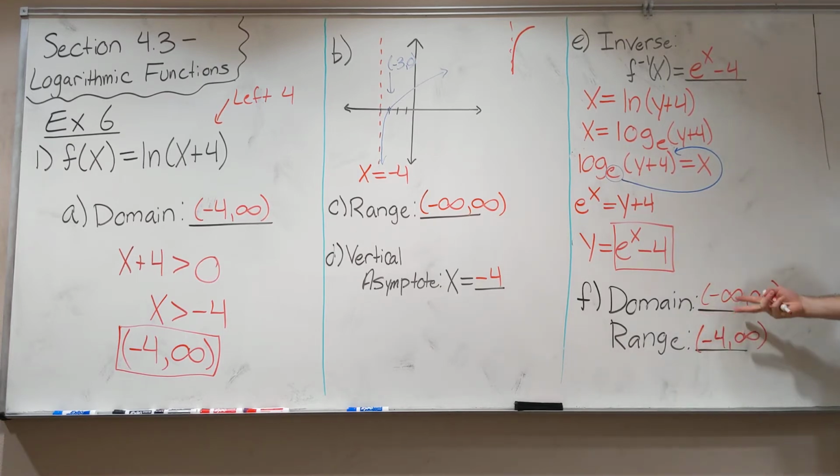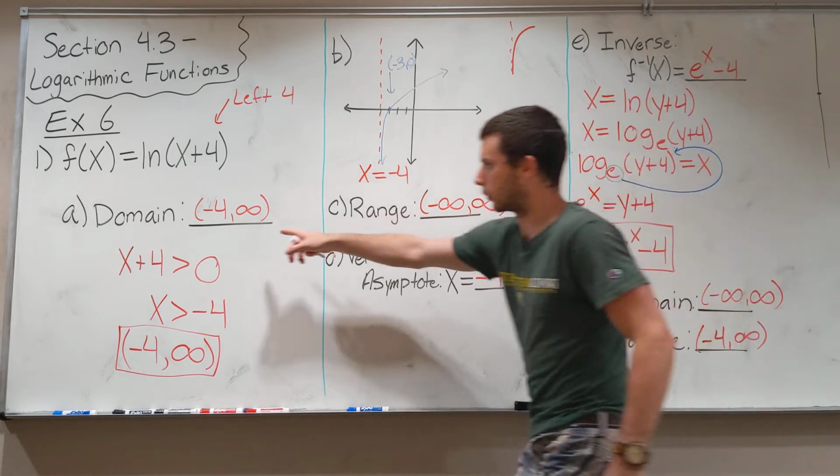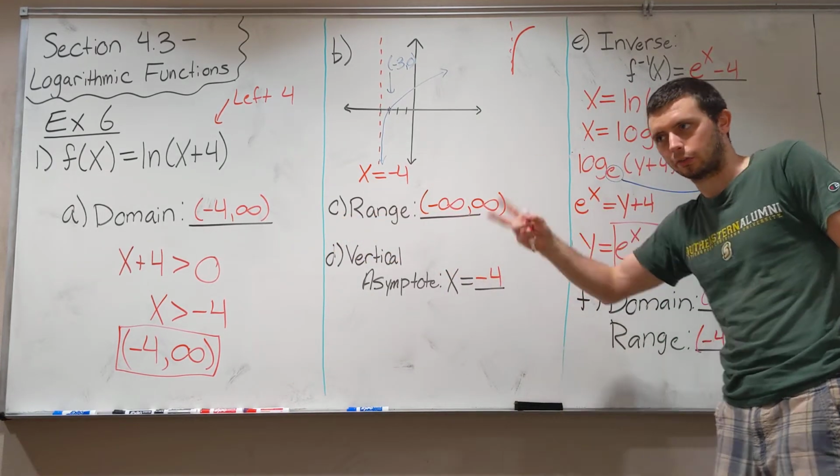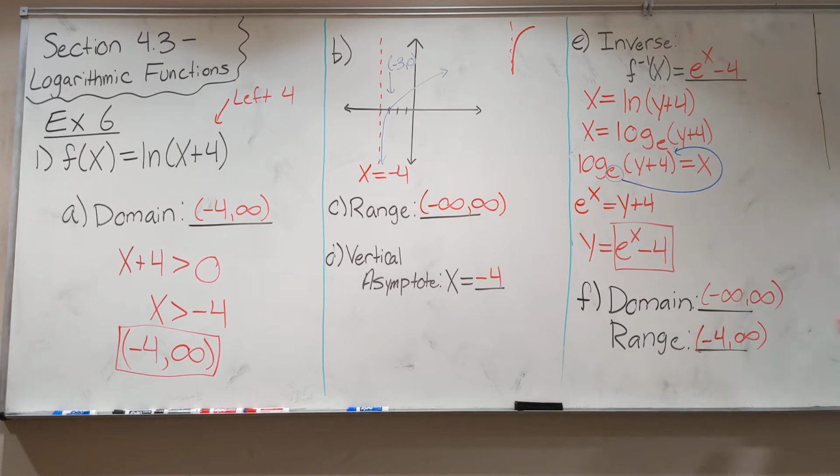Just swap the domain and range. The domain was negative 4 to infinity, and the range was negative infinity to positive infinity. Those switched, and that's it.